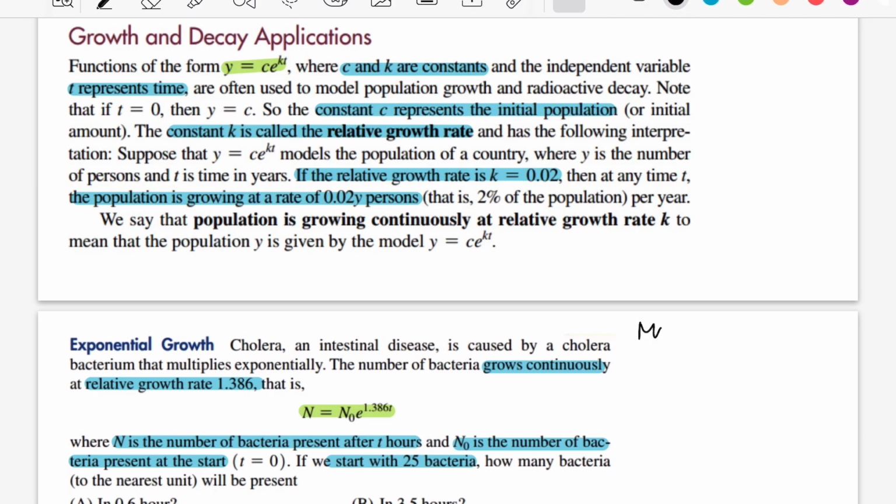We have our model, and that is y is equal to c times e to the kt. And in this case, with this equation that we're given here, we just have that N is equal to y, and our N naught is equal to c. So we're just doing the same thing, we just have different variables, but our model is the same.